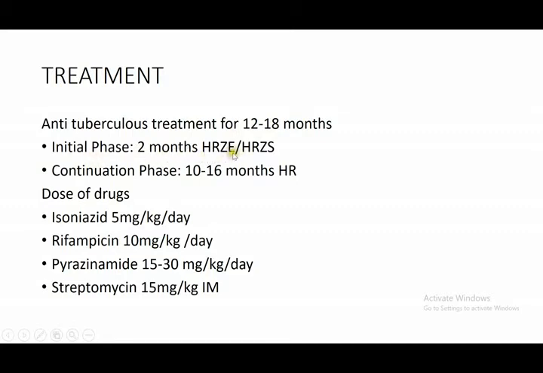Similarly, in the initial phase, for 2 months we give 4 drug therapy. Sometimes, in the majority of cases, we replace ethambutol with streptomycin, because ethambutol may cause visual disturbance, optic neuritis, and in CNS infection you may miss the monitoring of visual acuity. So it's better to give streptomycin. In the continuation phase, which may last for 10 to 16 months, you give only isoniazid and rifampicin, two drugs.